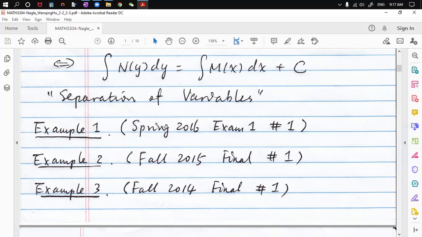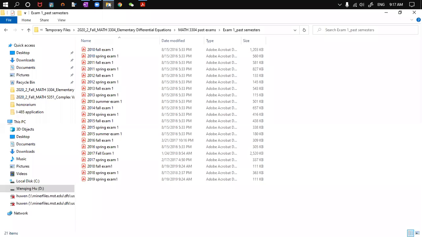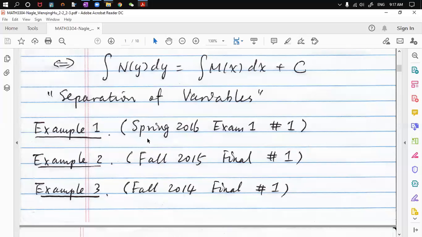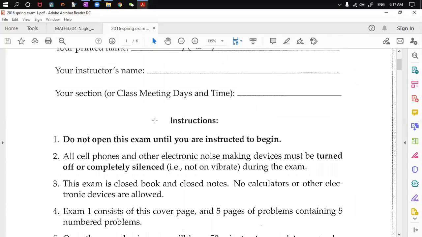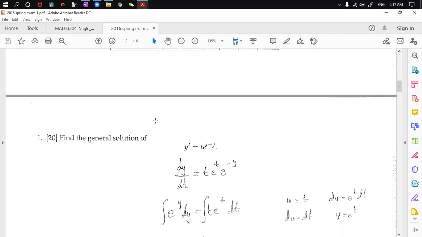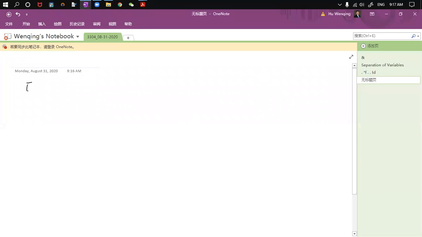When I say Spring 2016 Exam 1 number 1, it means that it was from this exam, which you can find on the Canvas student resources webpage. So this is the Spring 2016 Exam 1. We're going to work on problem number 1, which asks: can you find the general solution of this equation? It's example 1.